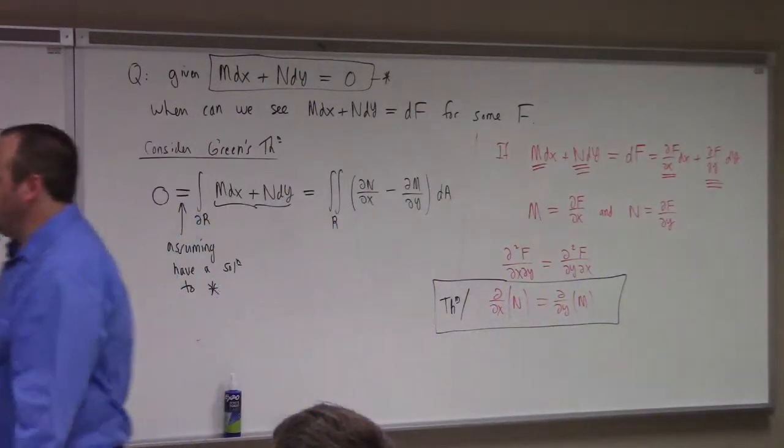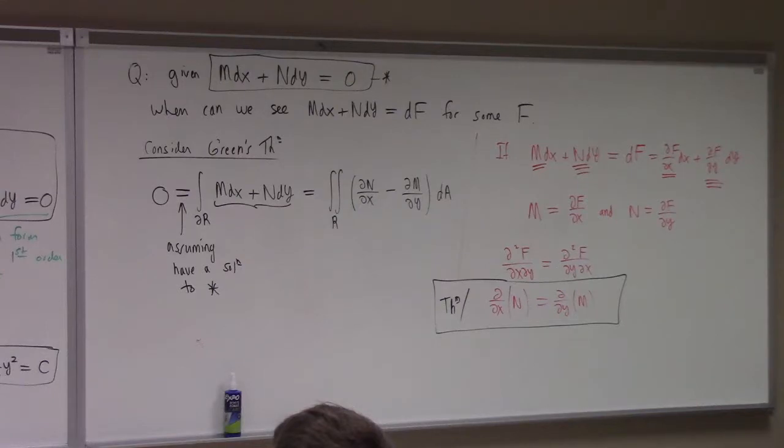The standard example of it failing would be this: minus x dy plus y dx over x squared plus y squared equals 0. Here you have m is y over x squared plus y squared, and n is equal to minus x over x squared plus y squared. You can prove that partial m partial y is equal to partial n partial x, but this is not equal to the differential of a single function.